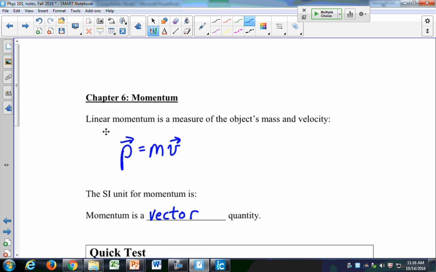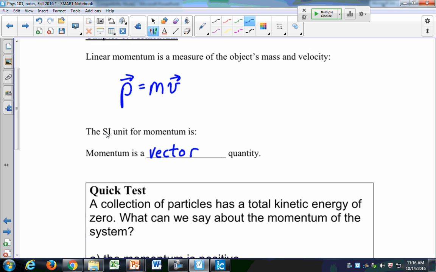Now don't sweat it, because we dealt with vectors back in chapters 3 and 4. We're not going to deal with them in the same way here, so you'll find that they're a little easier than what we did with chapters 3 and 4. The SI unit for momentum is kilogram meter per second. So nothing fancy. We just take the basic SI units for m and v. There's no fancy unit for momentum.